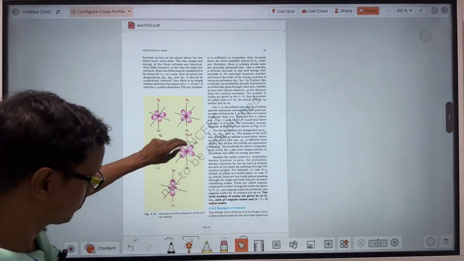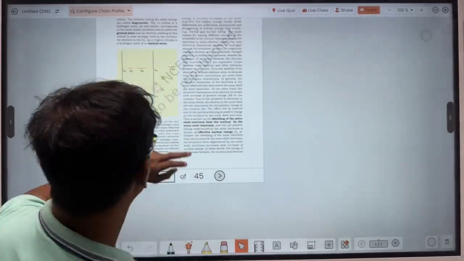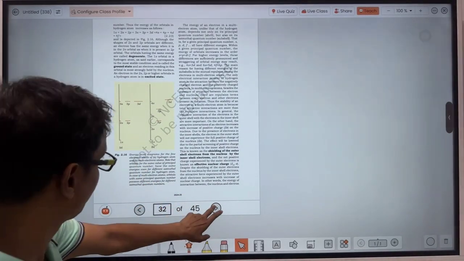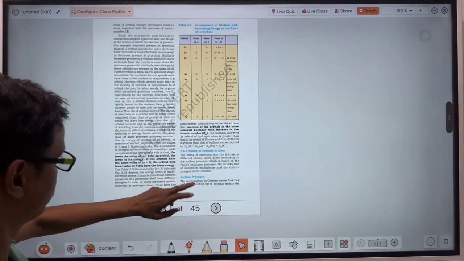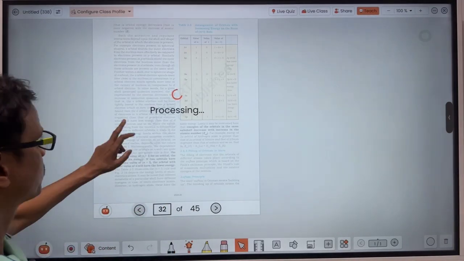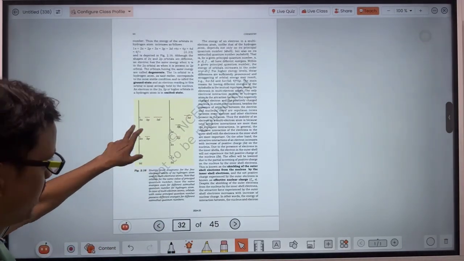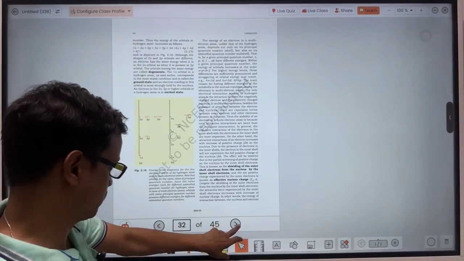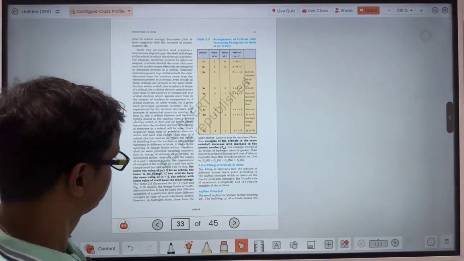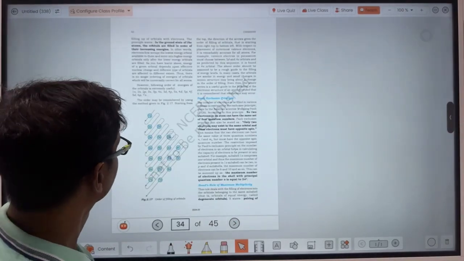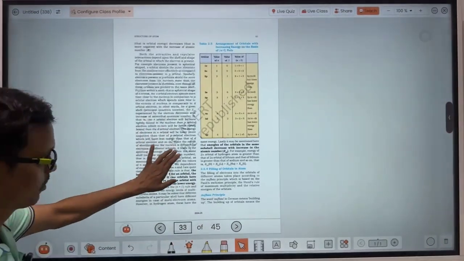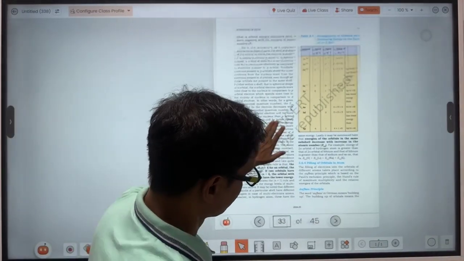Now let's see filling of electrons in any orbital. About that we will discuss the filling of electrons. In this case, the increasing energy level given here, about that we will discuss also. So now give the heading: filling of orbitals in an atom.